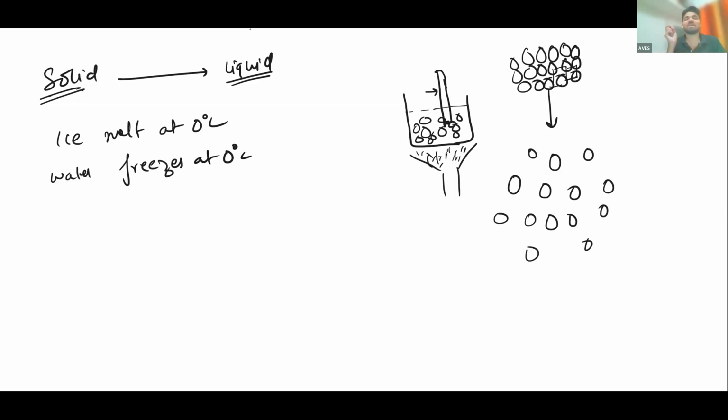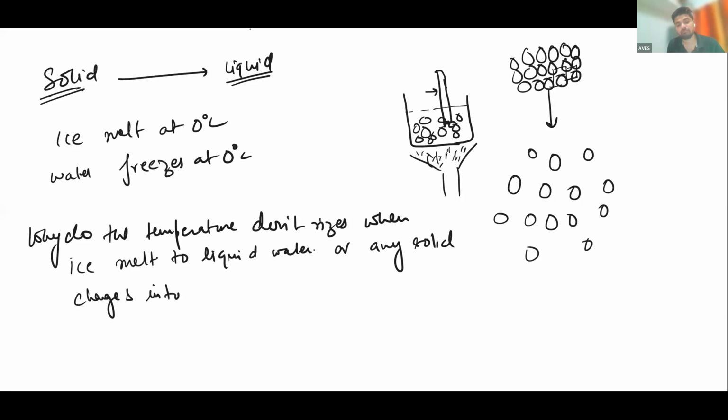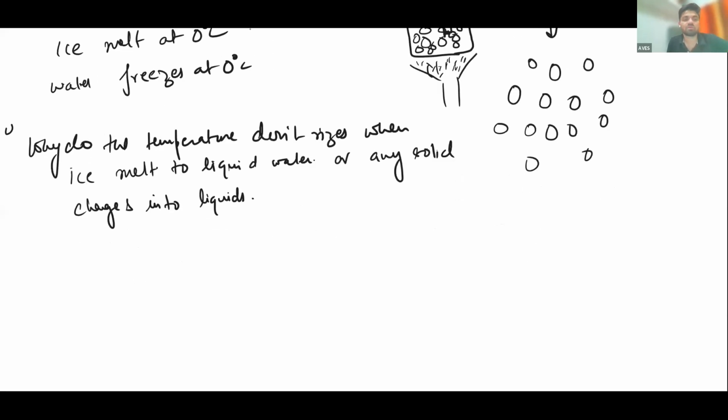So what we can say here is: why does the temperature not rise when ice melts to liquid water, or when any solid changes state, or any solid changes into liquid? Okay, got it? Yes, sir.